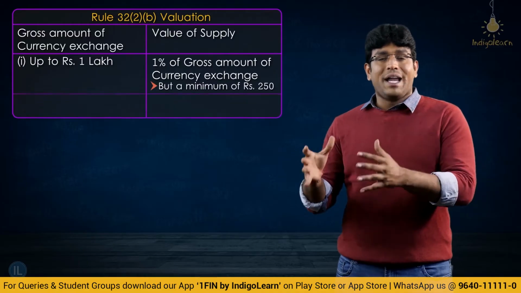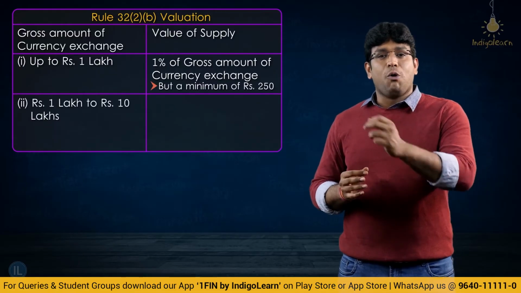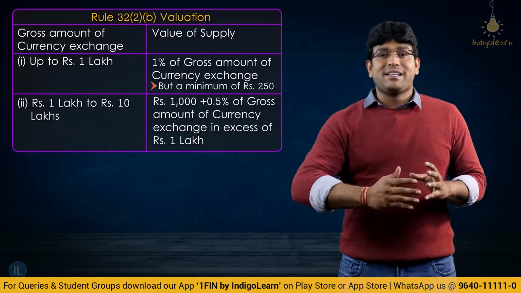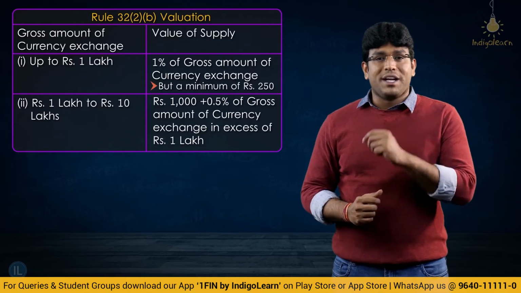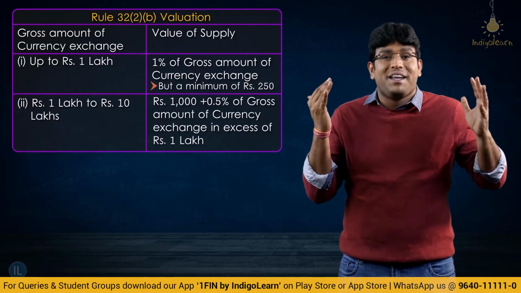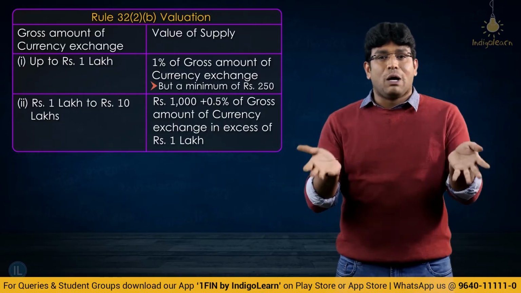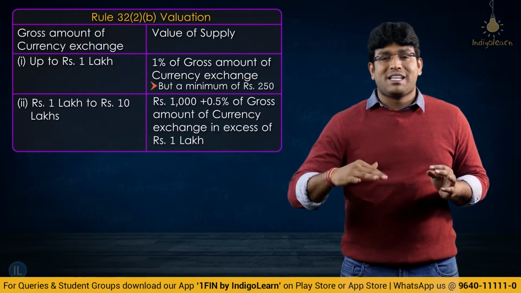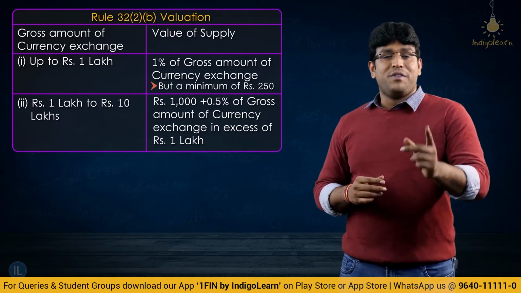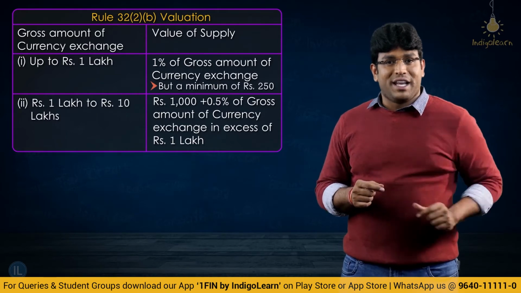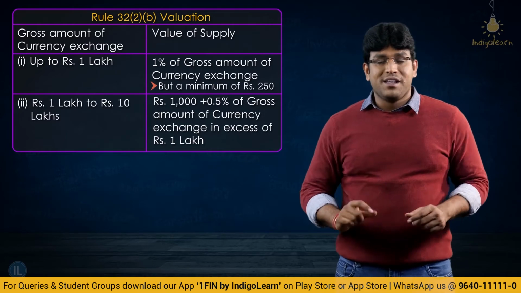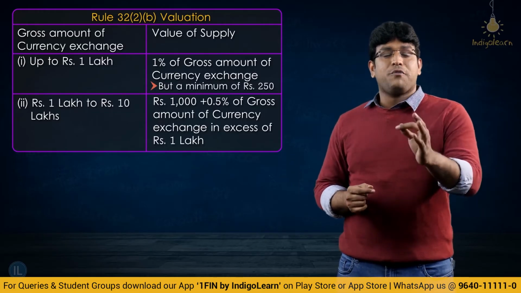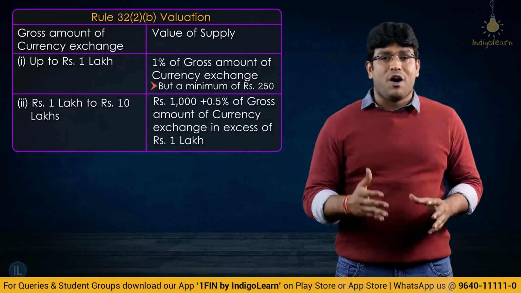Second line, 1 lakh to 10 lakhs, then it is 1000 plus 0.5% of currency exchange in excess of 1 lakh. Why has 1000 come? Obviously, common sense point, 1% of 1 lakh will be 1000. Sir, this is something like slab rates. Like how in income tax we have got slab rates, like that we are talking here. So if it's up to 1 lakh, 1% of currency exchange, minimum 250 rupees. Second line, 1 lakh to 10 lakhs, it is 1000 plus 0.5% of currency in excess of 1 lakh.